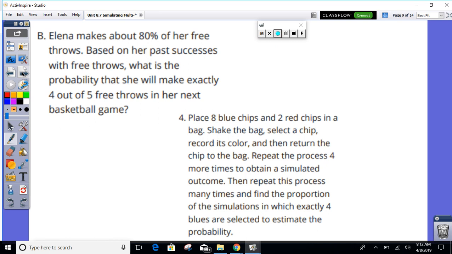Excellent. So if we have 8 blue chips and 2 red chips, that's 10 chips altogether. 8 out of 10 would be 80%. So a blue chip would represent the chance that Alina would make the free throw. So the 8 and the 80 do go together. They do, but the 8 by itself doesn't mean 80%. The 8 only means 80% because it's out of 10. So you have to give both in order to get a percentage.